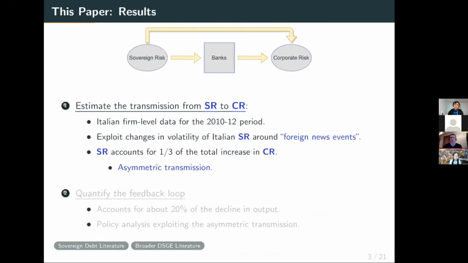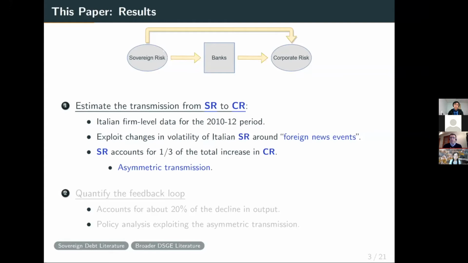Okay, so in terms of the results, in my empirical analysis I'm using Italian firm-level data for the 2010-2012 period during the last European debt crisis in order to estimate this transmission going from sovereign to corporate risk. In terms of the identification strategy, I exploit changes in the volatility of Italian sovereign risk around a set of what I'm calling 40 news events.